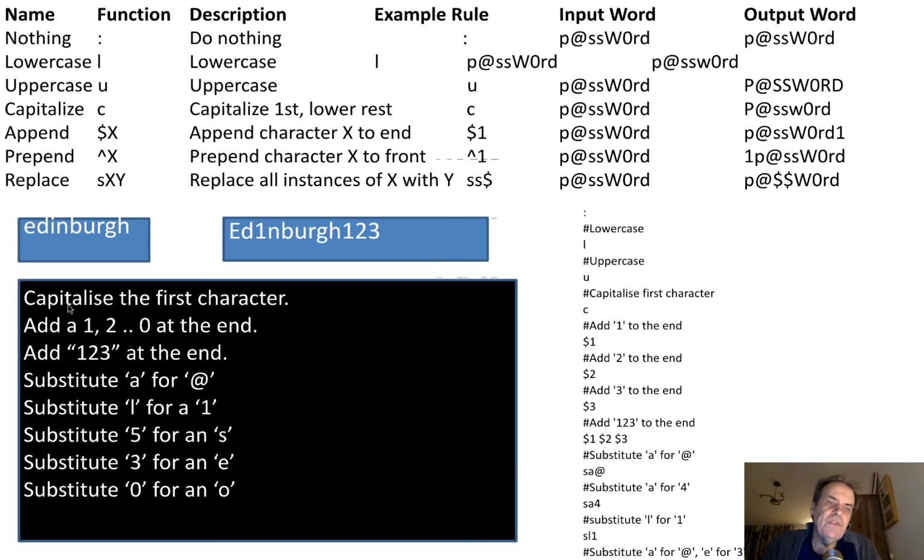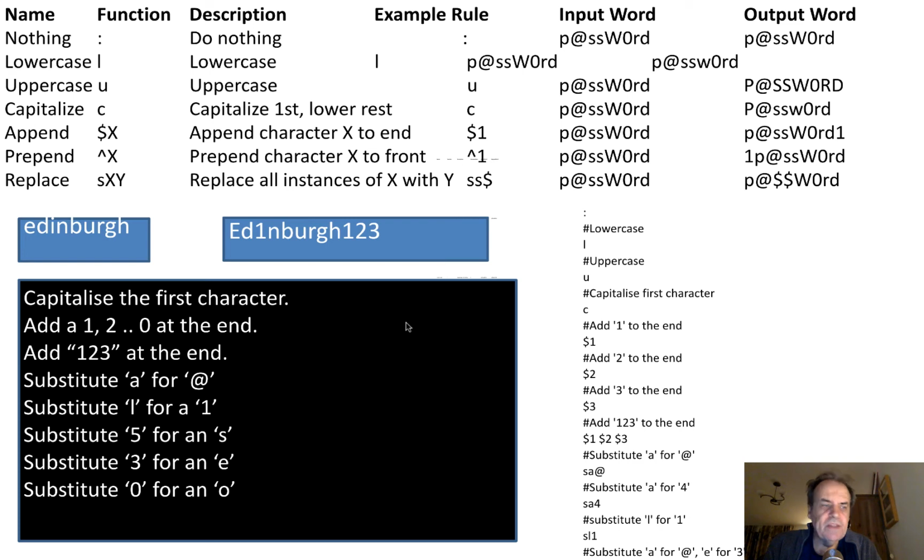So typical things that users will do is to capitalize the first letter, add a 1 or a 2 or a 0 at the end, add 1, 2, 3, substitute an A for an at sign, an L for a 1, 5 for an S, 3 for an E, and a 0 for an O, or an O for a 0. So we could take Edinburgh and we could capitalize the first, we could take the I, make it into a 1, and add 1, 2, 3 at the end.